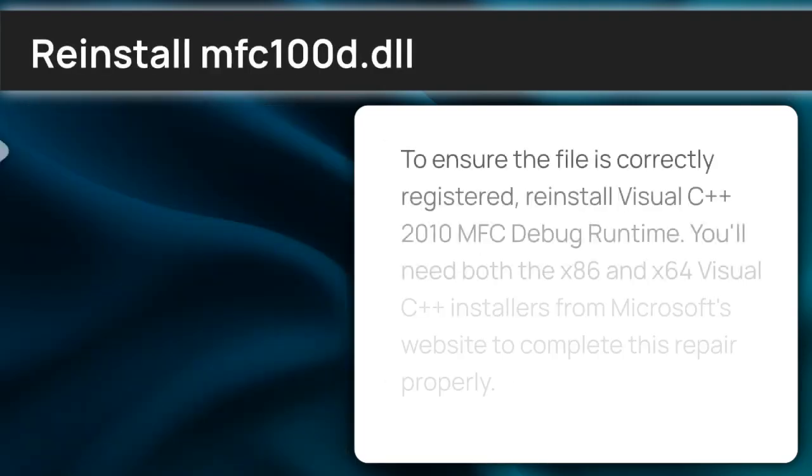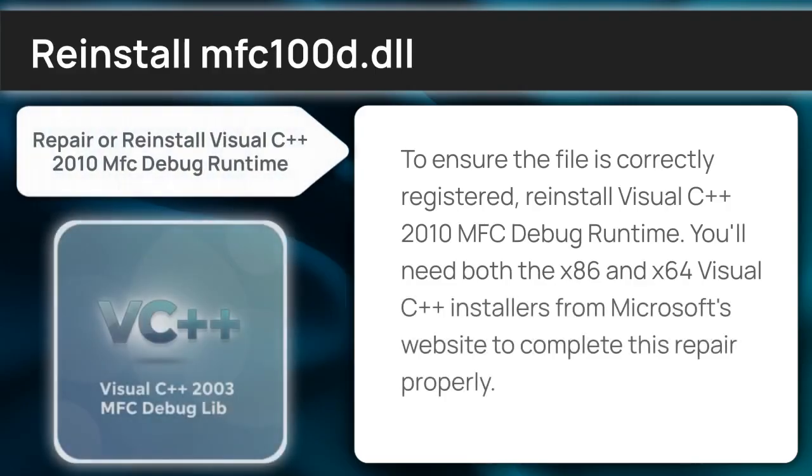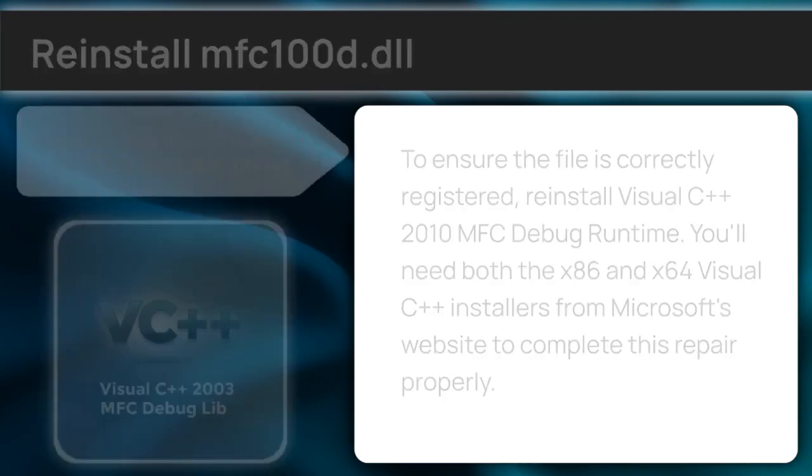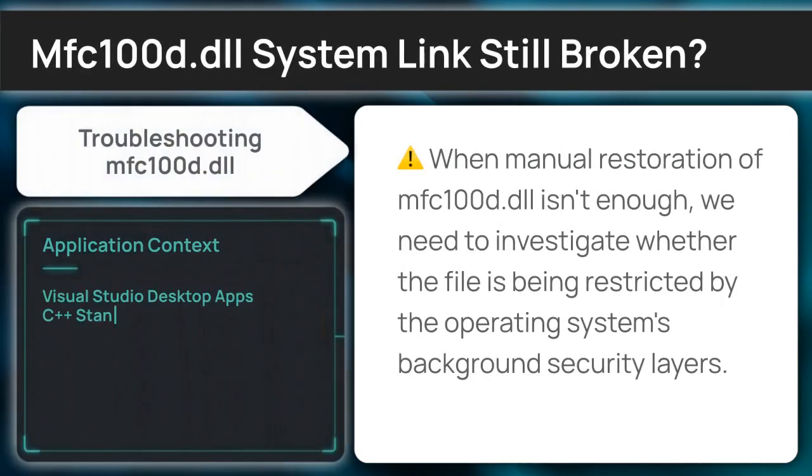To ensure the file is correctly registered, reinstall Visual C++ 2010 MFC Debug Runtime. You'll need both the x86 and x64 Visual C++ installers from Microsoft's website to complete this repair properly. When the primary installation path fails, a more surgical approach to checking your system's environmental variables is required.